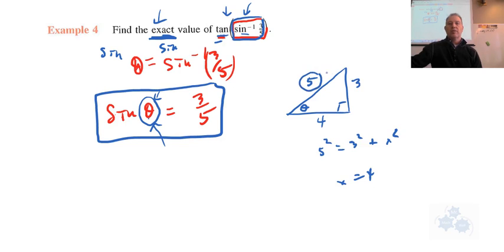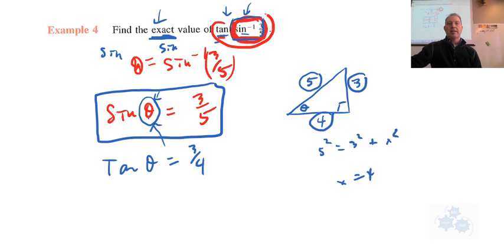So if the sine comes from 3 and 5, guess what? The tan's going to come from 3 and 4. So the tan of theta is 3/4. So how do I combine this information with wanting a tan? Well, there you go. You just find the 4 and you can work from that situation. So the bottom line for that example 4, and that's in your textbook there, is that the answer is just 3/4.